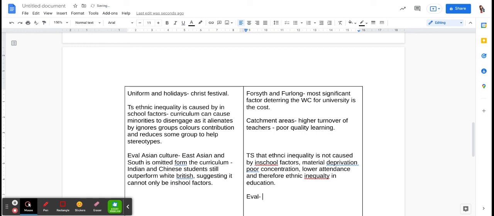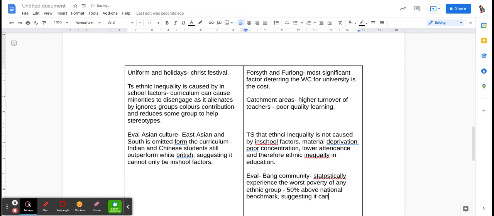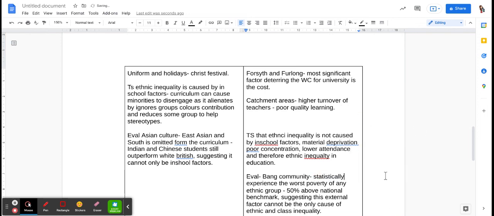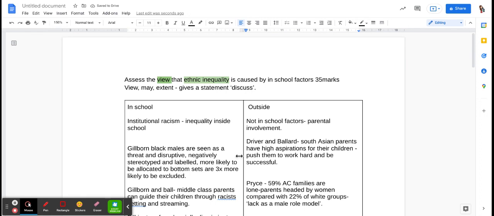However, the Bangladeshi community, statistically, experience the worst poverty of any ethnic group, but are at 50% and above national benchmarks, suggesting this external factor cannot be the only cause of ethnic and class inequality. Trying to bring it back to the question in the however, as much as we possibly can. It's hard. Okay. Done those ones.